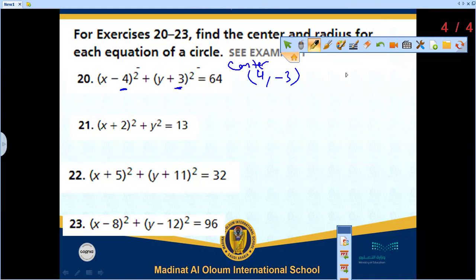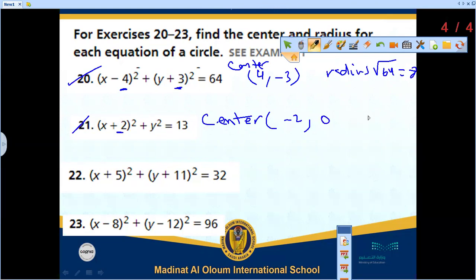My radius, radical 64, which is 8. We finish number 20. Number 21, center. What is center? Negative 2, but why is it alone? This is positive 2, I made it negative 2. Why alone? I will make it 0. My radius, radical 13, square root 13.